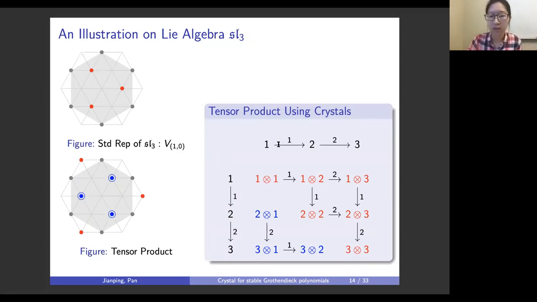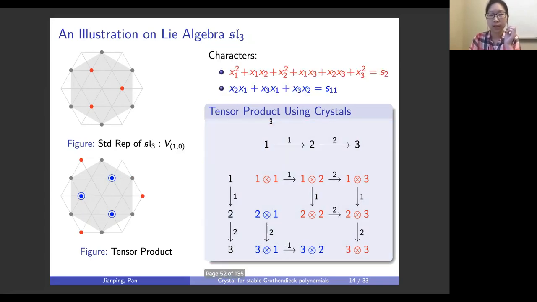Then I take the tensor product of the 2 crystal graphs. I'm skipping the detail of the description, but they are completely combinatorial. So I get these nodes, and they are connected by the crystal operators, F1, F2, etc. You can see there are 2 connected components, 1 red, 1 blue. The red part has 6 nodes, so it corresponds to the symmetric square, and the 3 blue nodes correspond to the exterior square.